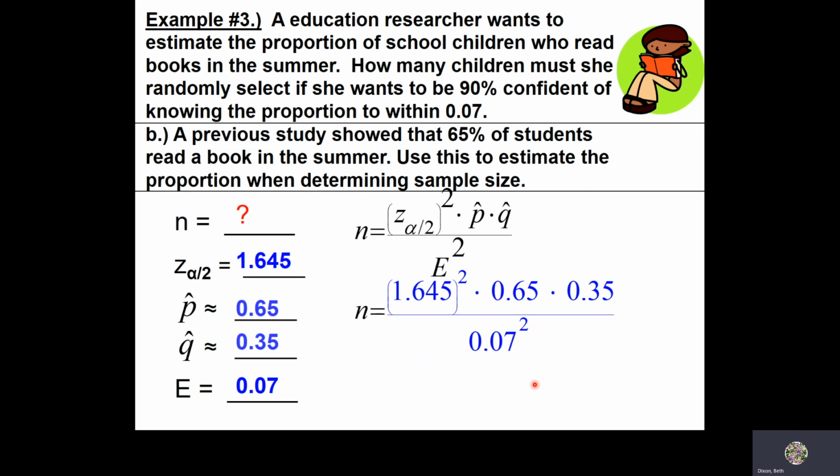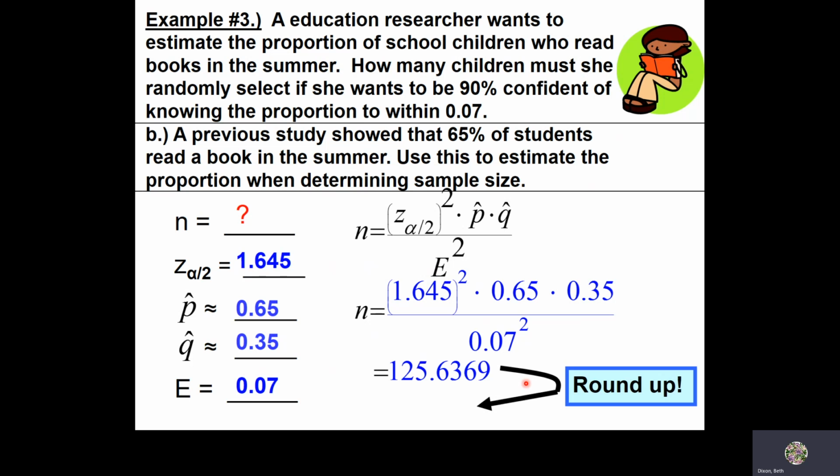Again, we will plug it into the formula, but this time we plug in our p and our q, but we still type it in pretty much the same. And this time we get 125.6, or 126 when we round up. Notice the difference there. When we use a conservative estimate, we got a slightly higher number for the number of children we should survey or randomly select.